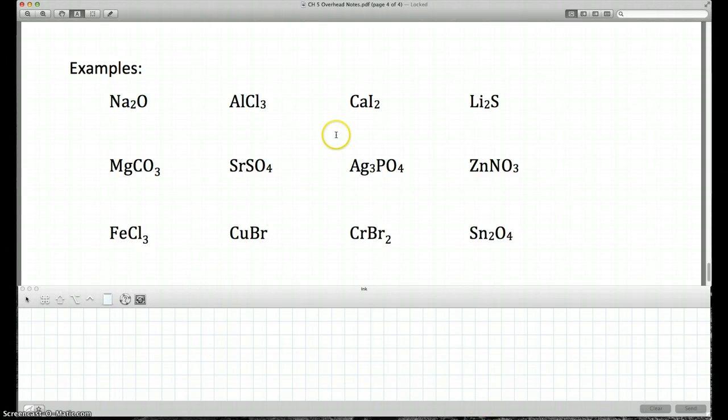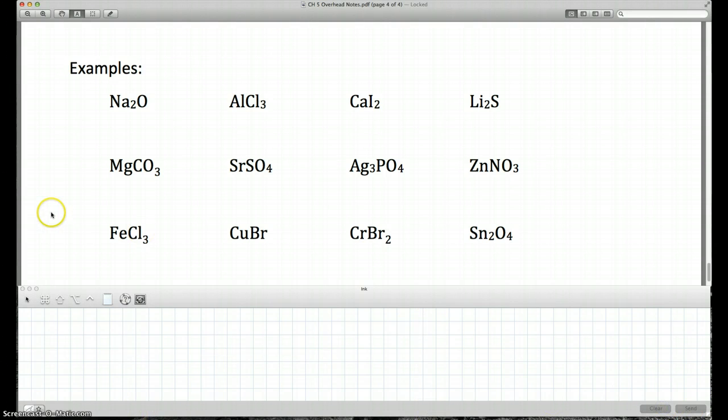Do this next one, CaI2. CaI2, we have Ca is calcium, and then iodine, remember the ending changes to IDE, so iodine becomes iodide. Try this last one on your own. Pause the video, try it on your own, and then restart the video and check your answer.